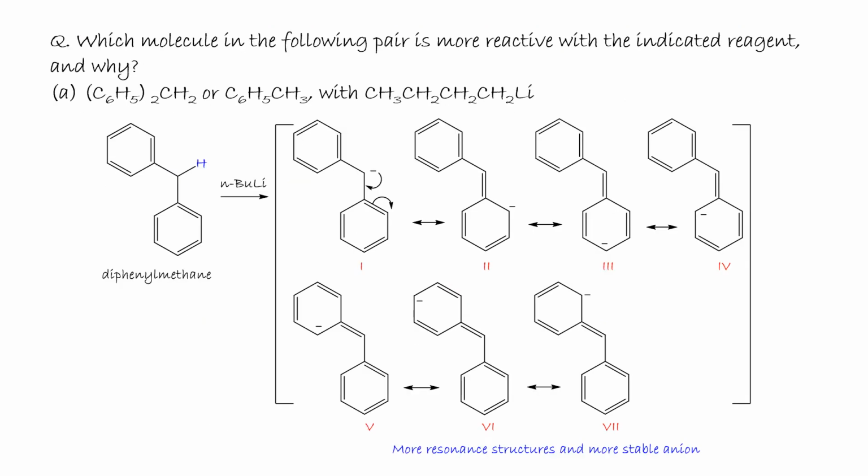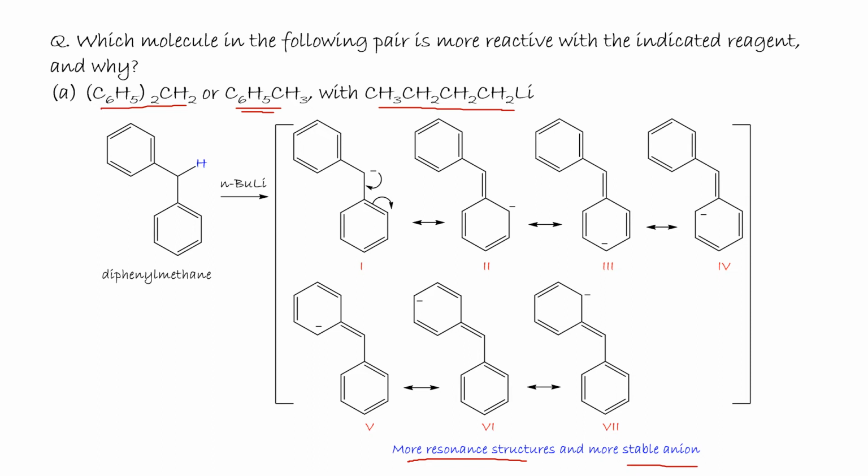Which molecule in each of the following pairs is more reactive with the indicated reagent and why? If we have here diphenylmethane and we have toluene, we react that with N-butyl lithium. Both of them will form an anion. In the previous slide, we mentioned that toluene forms 4 resonance structures, while here in diphenylmethane we form 7 intermediate resonance structures. So the more resonance structures, the more stable, the faster the reaction will go.